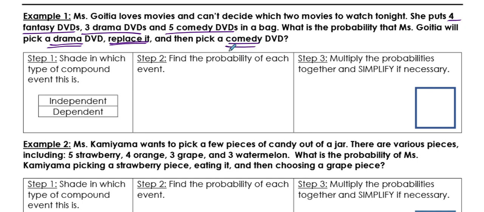So first off, I just want to decide, are these independent or dependent? By replacing the first one, we're resetting the bag of these 12 DVDs. We started with 12. We took out a drama. We put it right back in. We still have 12. Those are independent events. Doesn't really matter what happened in the first place because we replaced that first one, and now it's reset as we're trying to pick out a comedy. So we're going to find the probability of getting a drama times the probability of a comedy.